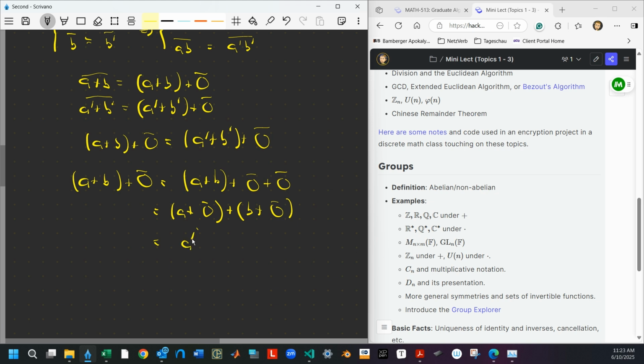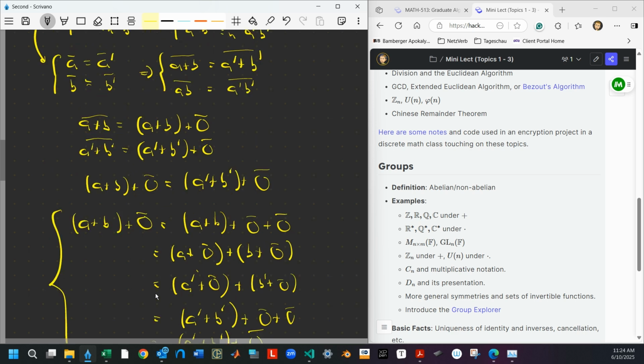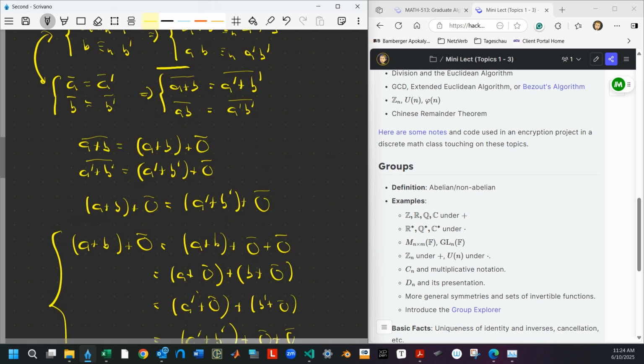But now the point is this is a prime plus 0 bar, because those two things are the same. And this is b prime plus 0 bar, because those two things are the same. And so this is now a prime plus b prime. I'm going to just undo what I did up here, 0 bar plus 0 bar. And this is a prime plus b prime plus 0 bar. Okay. So this is, in some sense, a very different looking proof than the one that we went through in class for this one up here.